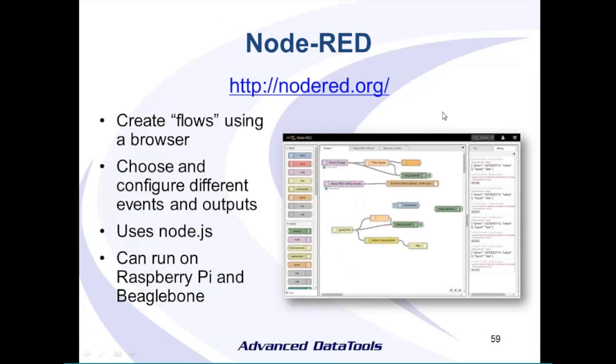I've just got one slide here about Node-RED. So Node-RED is a very cool tool where you can create these flows. You can have the inputs and outputs and conditions, pull in data from elsewhere, and you can map it all graphically through a browser. Uses Node.js and runs on a Pi and a Beaglebone. So something I haven't played with yet, but got a link here, and I'm looking forward to giving this a go. It seems very cool.